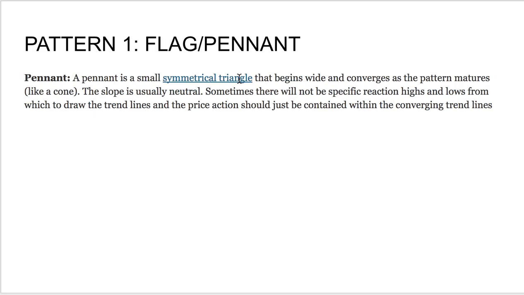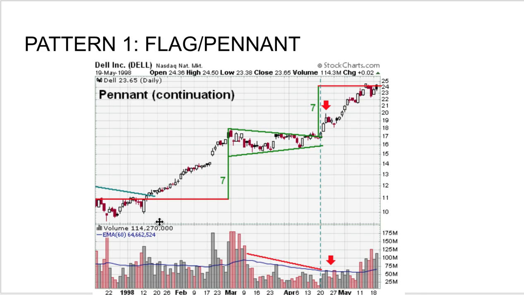The pennant is a small symmetrical triangle that becomes wide and converges as the pattern matures, right? Very simple flag pattern. You're going to look at it like this. This is the up move, right? The up move. This is the consolidation, right? The up move is on pretty heavy volume down here, right? This is pretty significant. The consolidation is on lighter volume, and then you see a continuation on here, right? So price trend, price consolidation, price continuation. So that's the flag, pattern one.